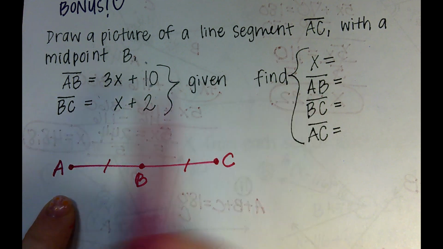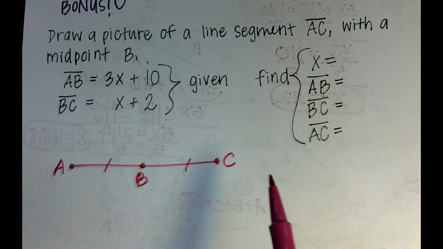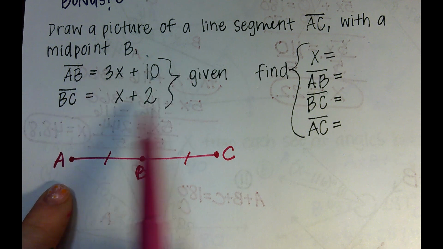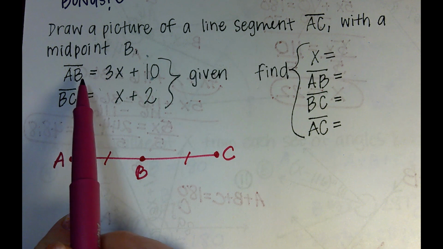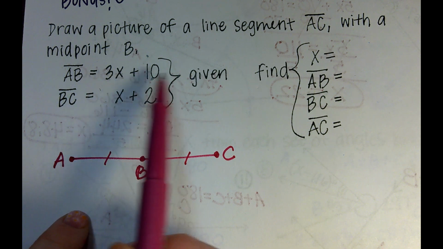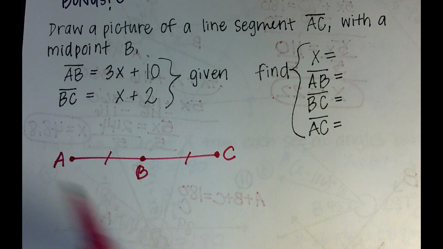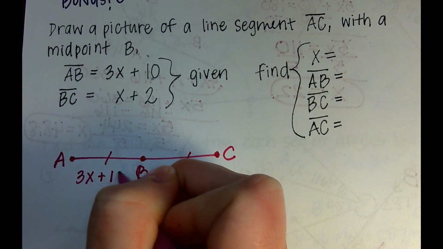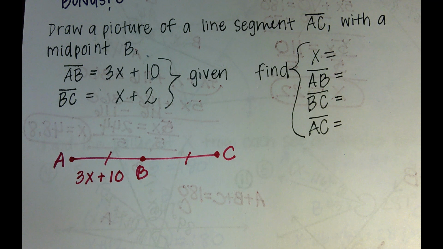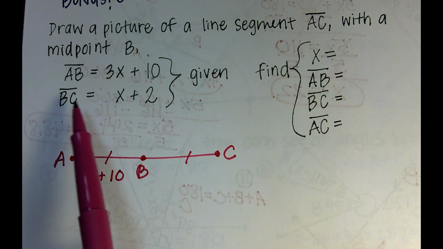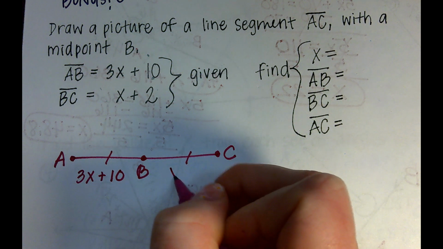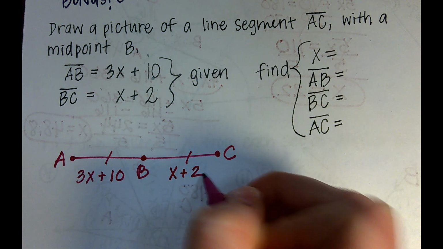Now, here's the rest of the question. We've got our picture drawn. Done. That's one bonus point right there. Okay? Next, I have given you some values. From A to B, it's 3x plus 10. So let's label it. 3x plus 10. Okay? From B to C, x plus 2. Equal to each other.